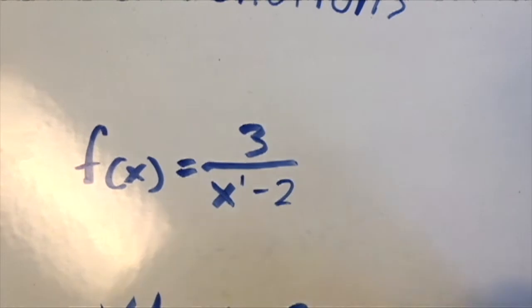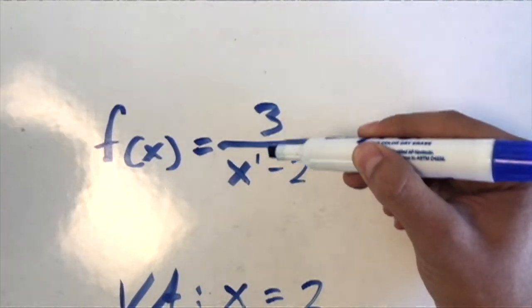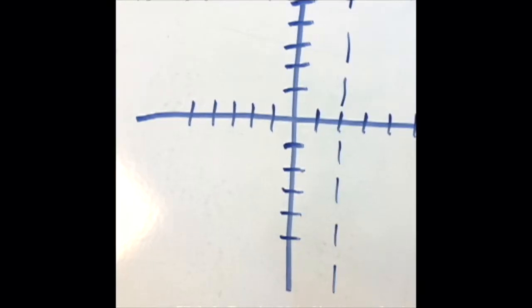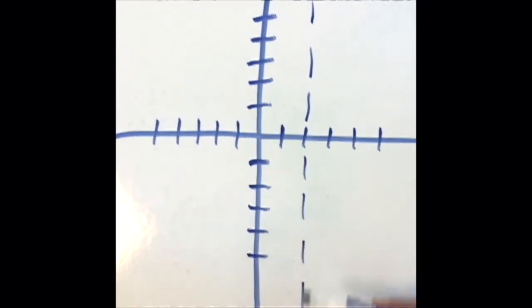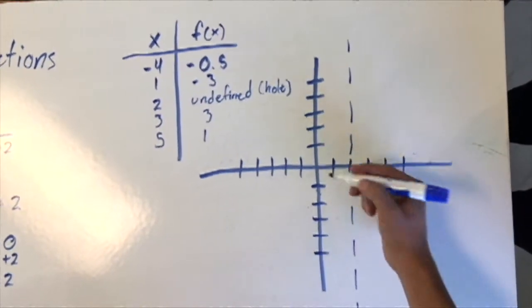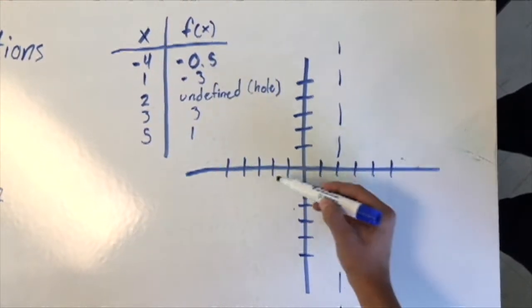Since the first degree polynomial is less than the second degree polynomial, the x-axis is the horizontal asymptote. Now we plot all the information we've gathered onto the graph.